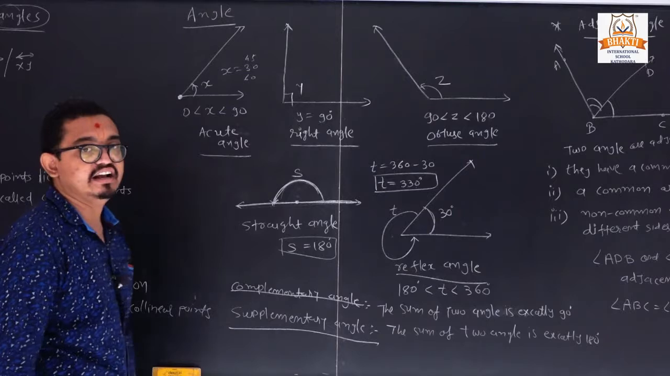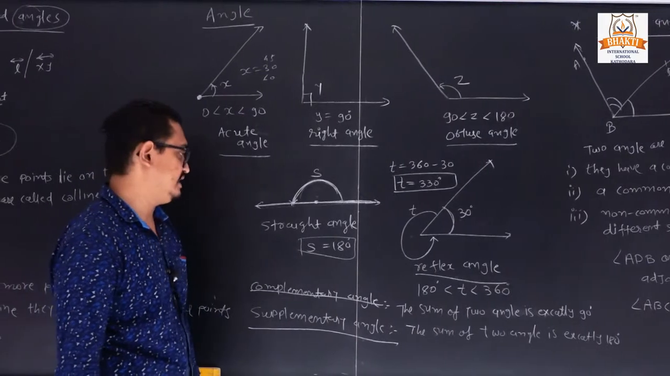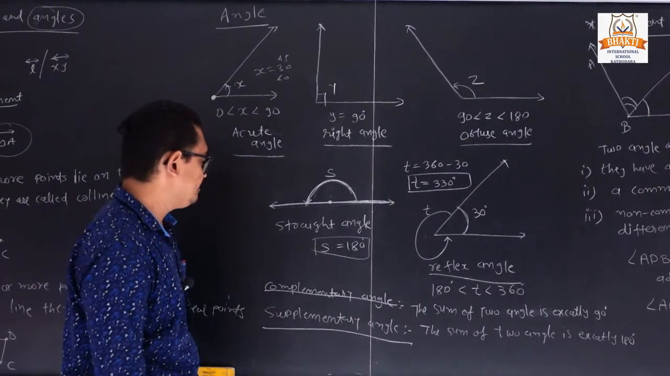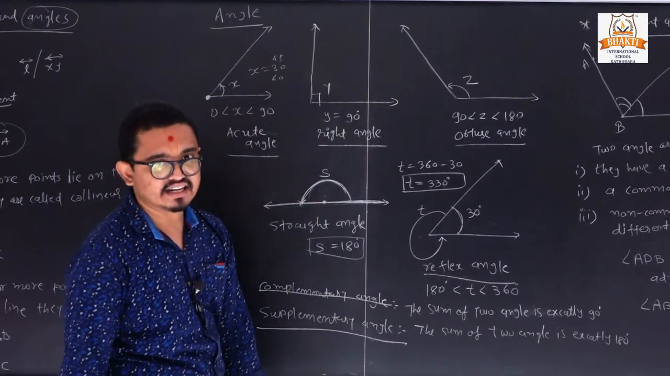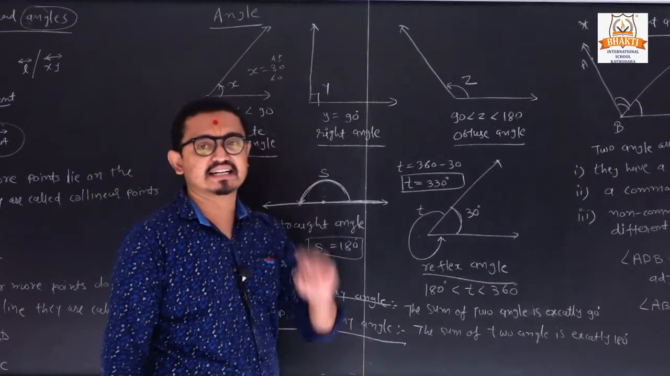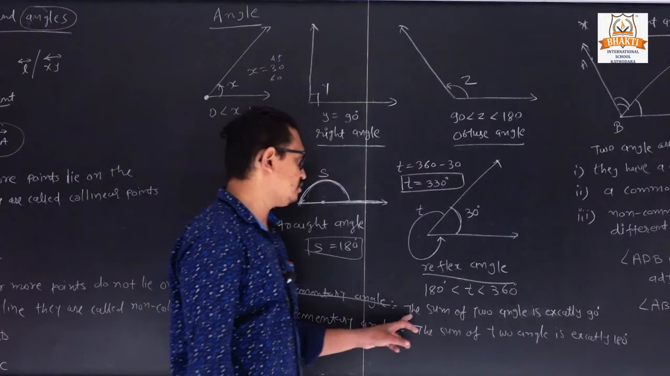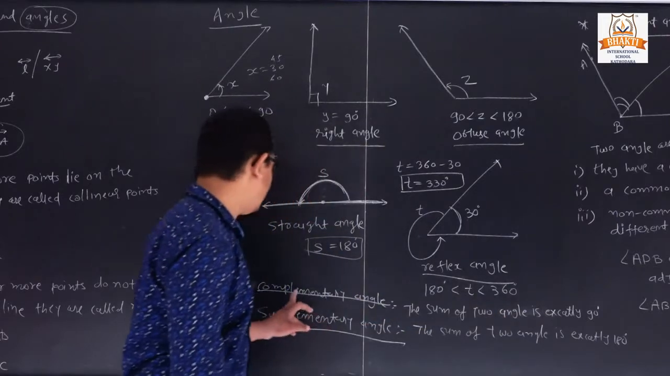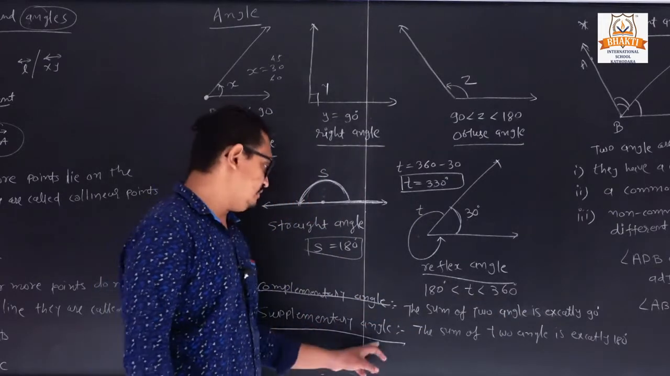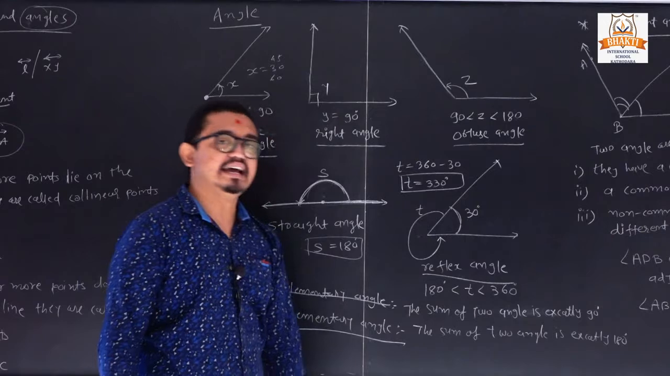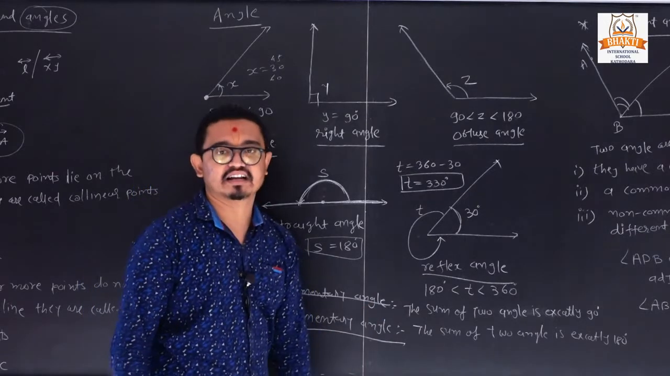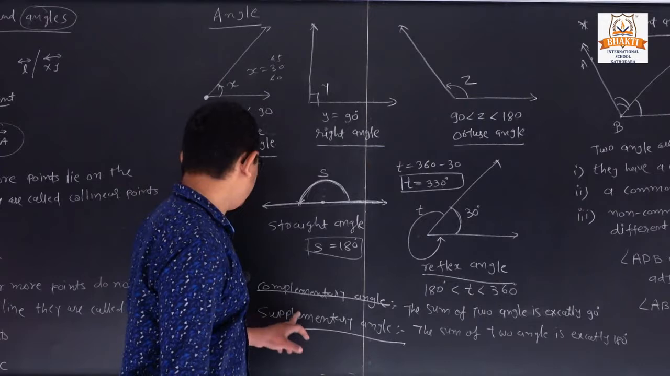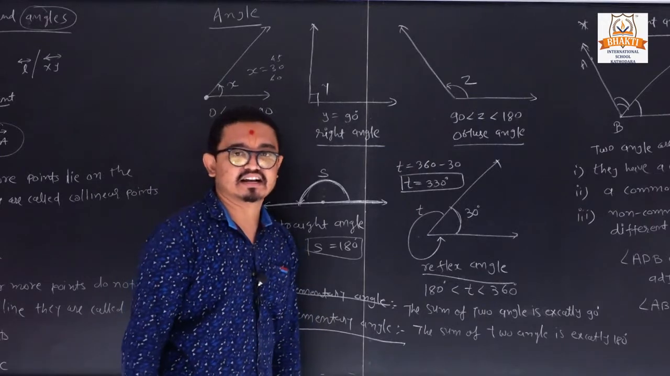Complementary angle and supplementary angle. Complementary means what? The sum of two angles is exactly 90 degrees. Clear? Then it is known as complementary. And if the sum of two angles is exactly 180 degrees, then it is known as supplementary angle. So this is complementary and supplementary angle.